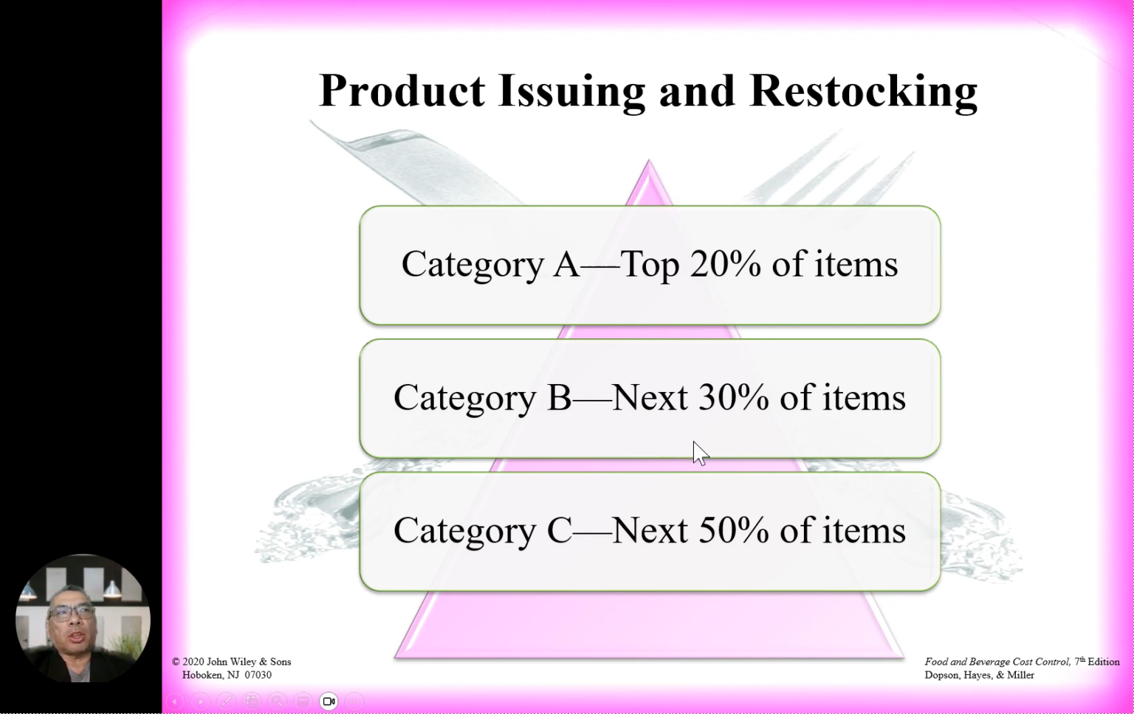And then you're going to categorize: Category A means the top 20% of the items. Category B will be the next 30% of the items. Category C will be the next 50% of the items.